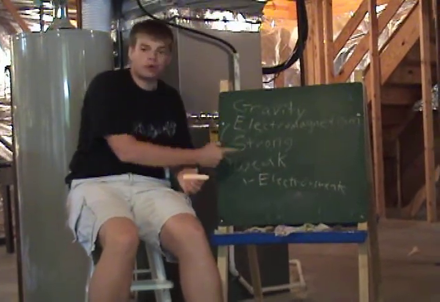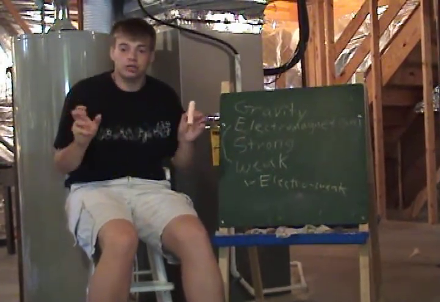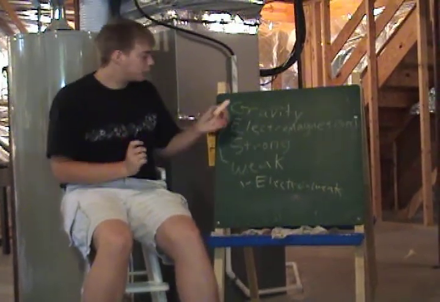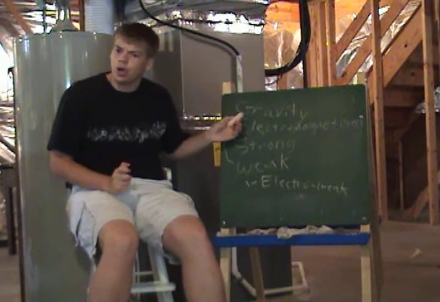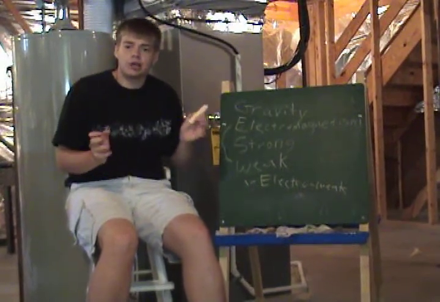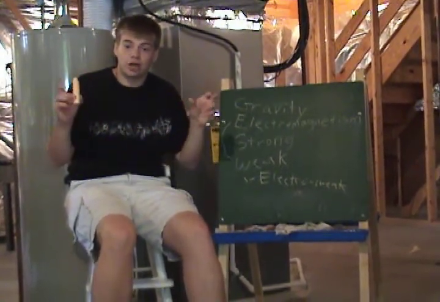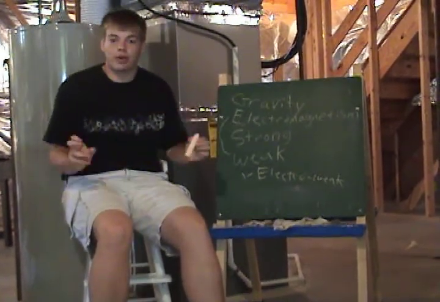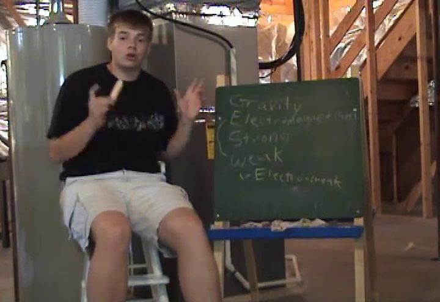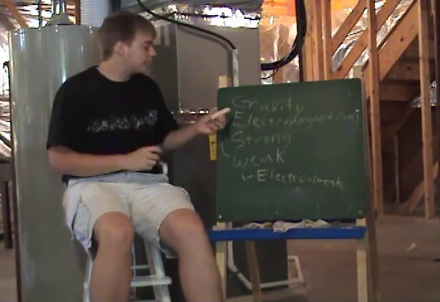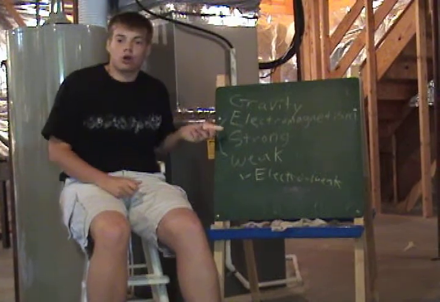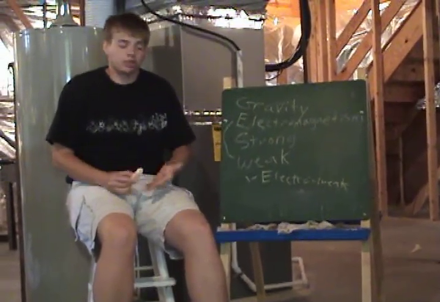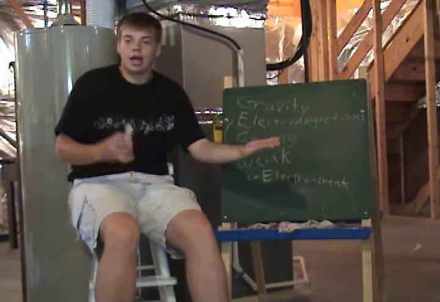Now these 3 forces have what are called bosons. Bosons are particles that enact that force. Gravity, however, has no known bosons. Scientists right now are looking for what's called a graviton, and a graviton would be the particle that carries the gravitational force. Once that particle is found, hopefully scientists can unify gravity with the other 3 forces. However, as it is right now, we have 2 separate branches of physics: general relativity and the Standard Model.